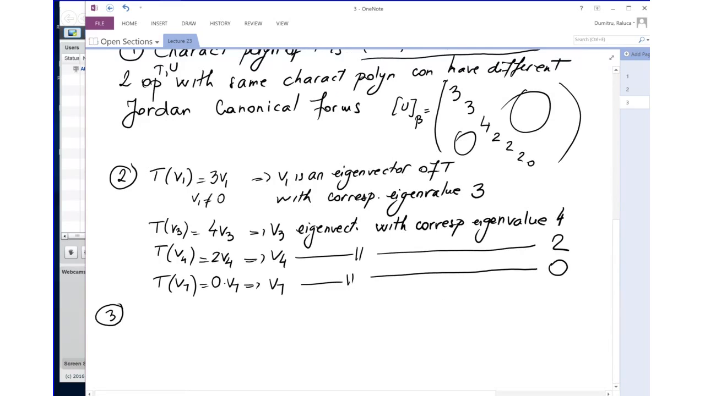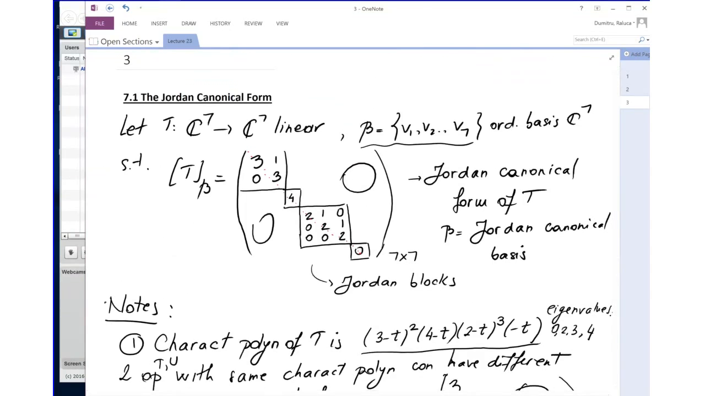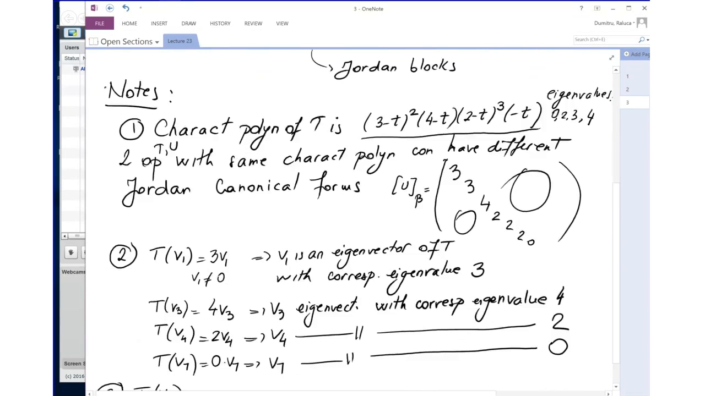What are the missing ones? V2, let's take the first one. T of V2. They will not be eigenvectors, but let's see what happens with those. Because they still have some nice properties, right? Those blocks are not just like anything can happen there. So T of V2, that gives you the second column of the matrix, right? T of V2 is V1 plus 3V2.